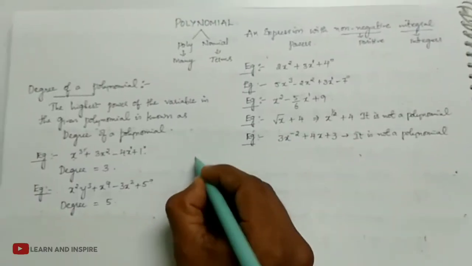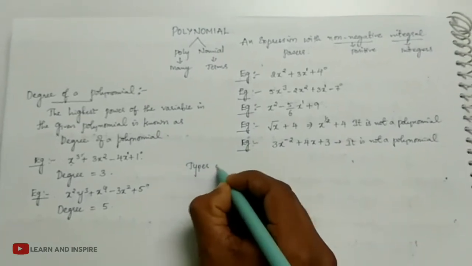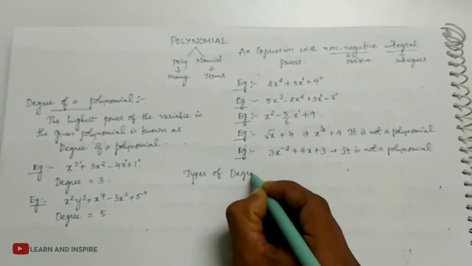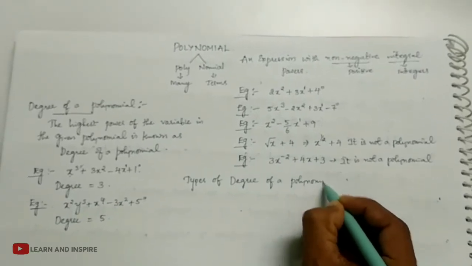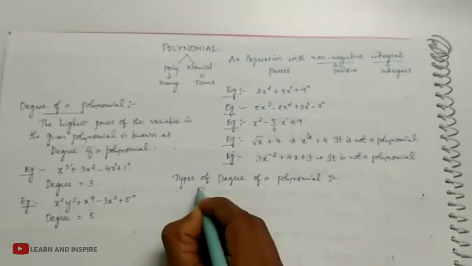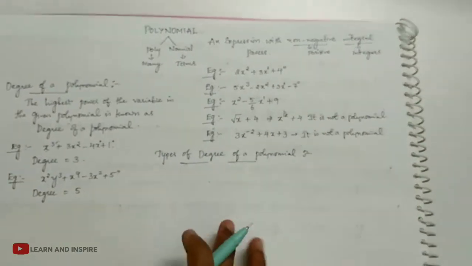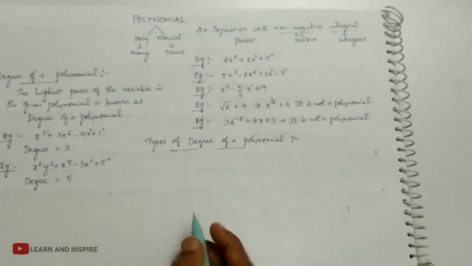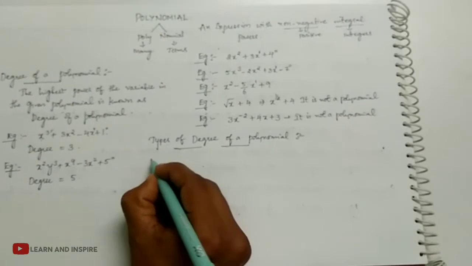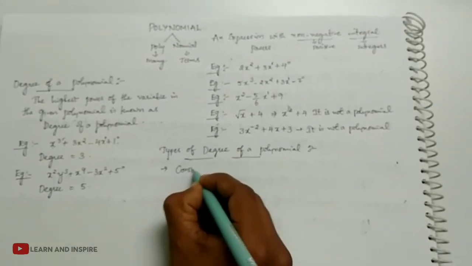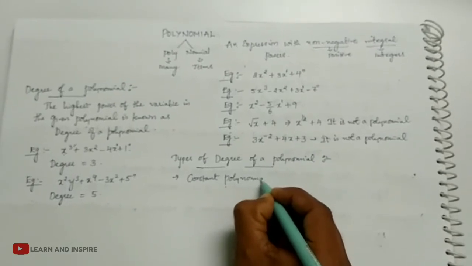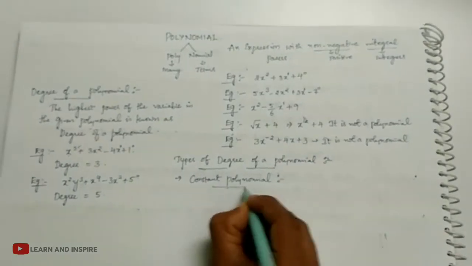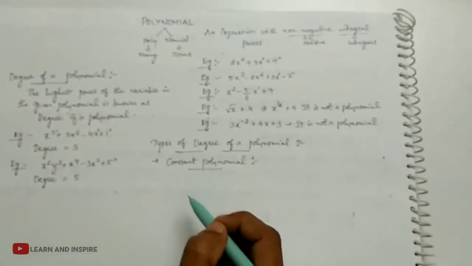So next we have types of degree of a polynomial. So we have a few polynomials based on degree. So we discuss one by one. The first one is constant polynomial. So what is this constant polynomial based on degree?